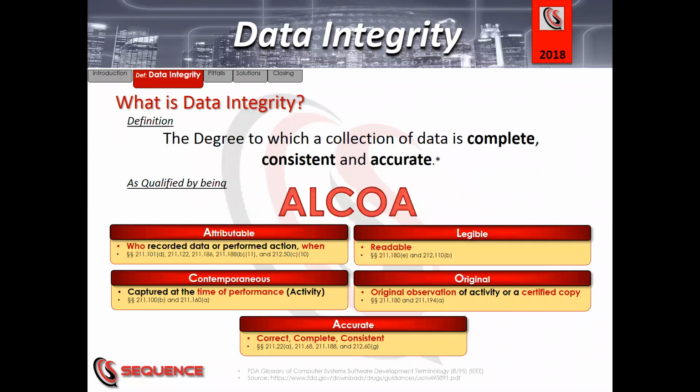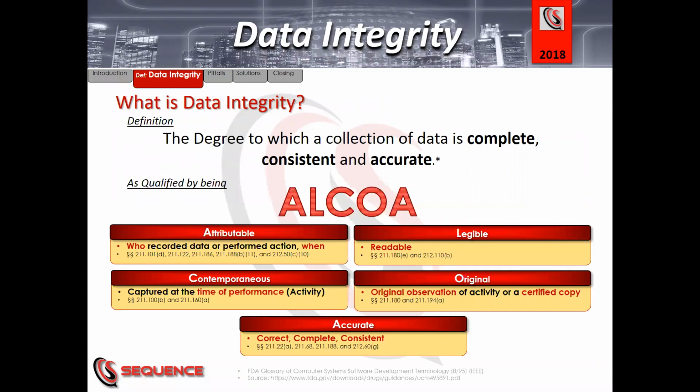Let's start with the definition. Data integrity is the degree to which a collection of data is complete, consistent, and accurate. How do you know if something has data integrity? It's qualified as being ALCOA, and I'll go through this acronym. Attributable is data having information about who recorded the data and when, or who performed the action and when.